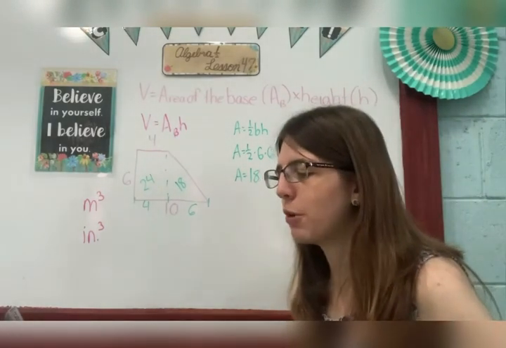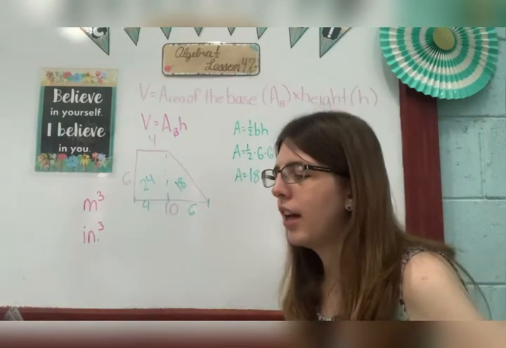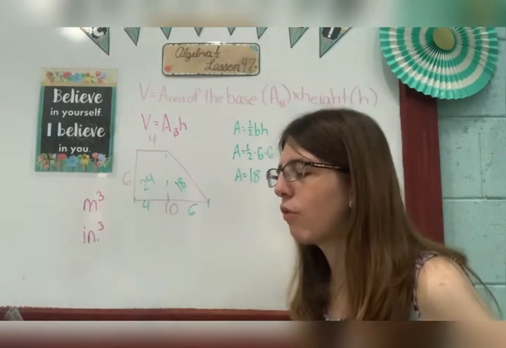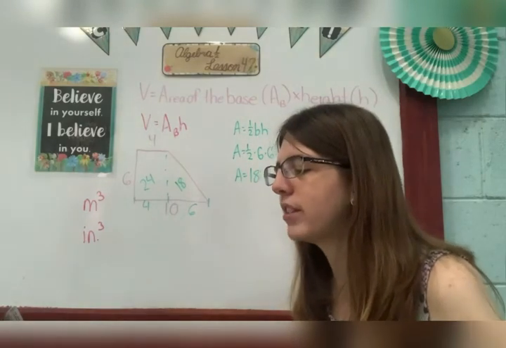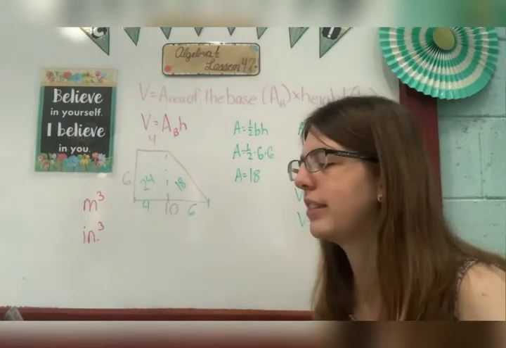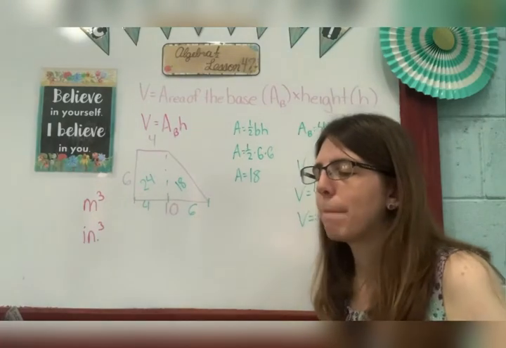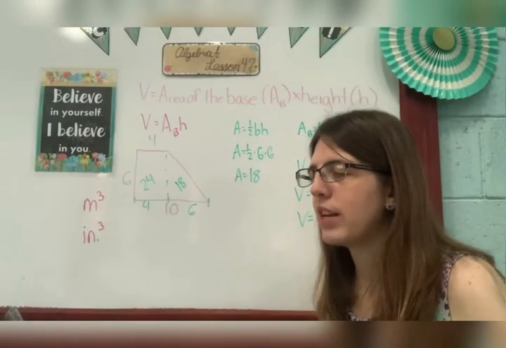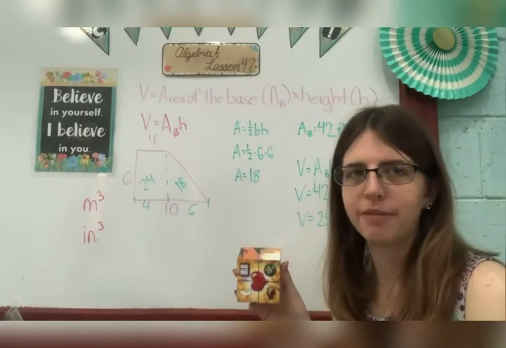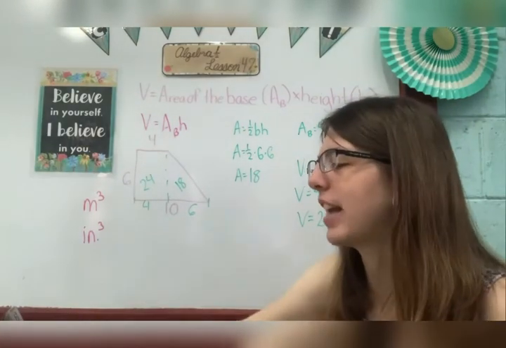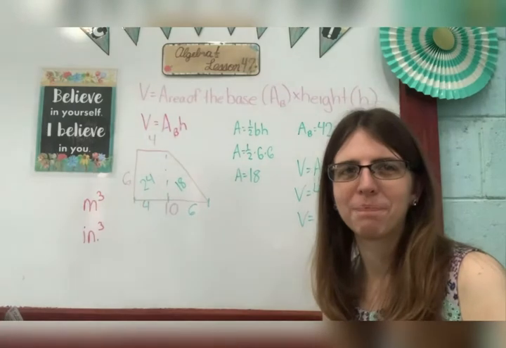Pause the video, do your practice, but before you do, just notice it says find the number of 1 centimeter cubes that can be placed in a rectangular box measuring 4 centimeters by 6 centimeters by 10 centimeters. So all you're doing is multiplying your 3 dimensions. Your 4 by your 6 by your 10. And then it's just asking for the cubes, okay? All right, pause your video now.